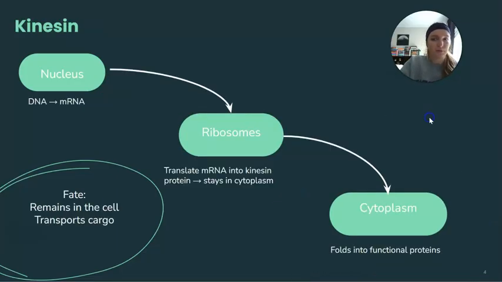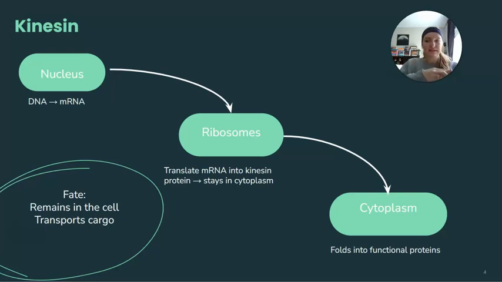The last macromolecule that I did was kinesin. Kinesin has a really short translation in and out of the cell. Kinesin is actually a protein that helps to transfer cellular cargo along microtubules.